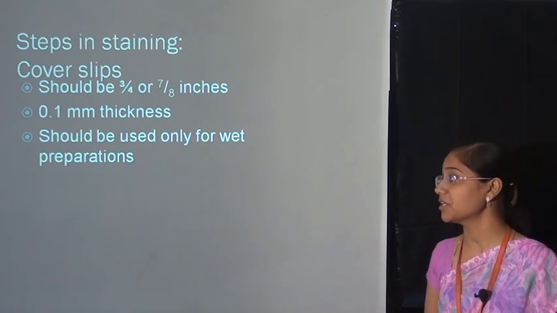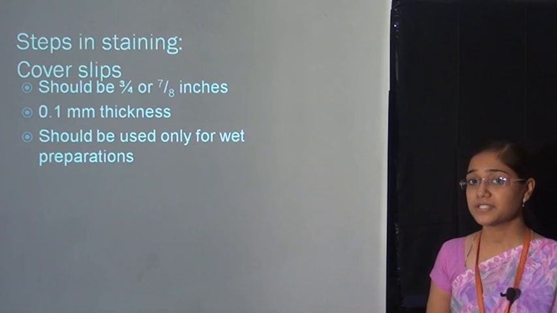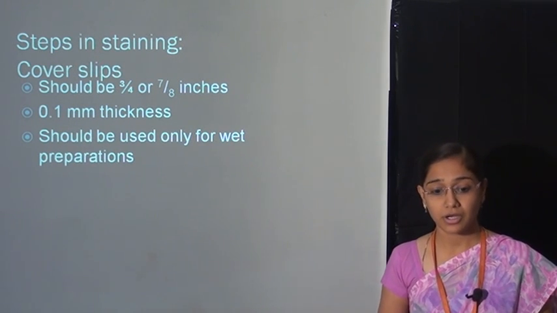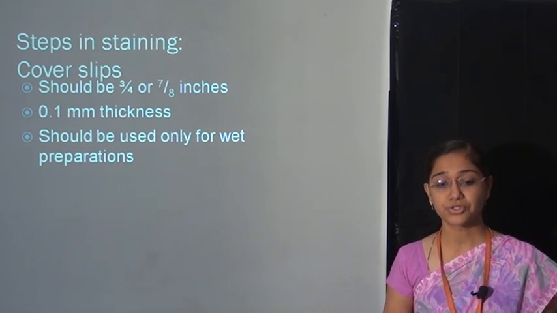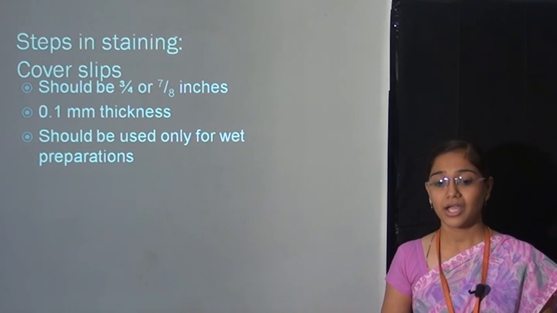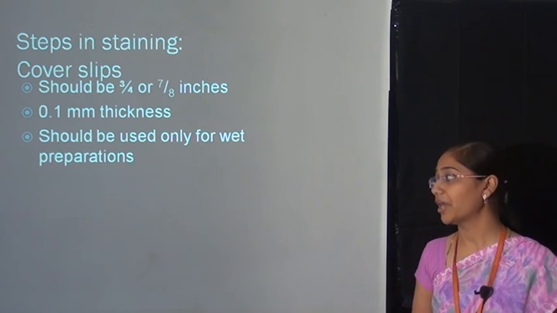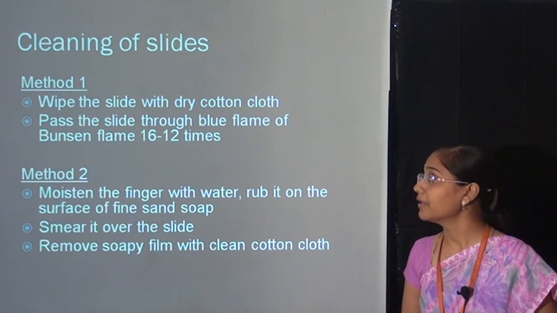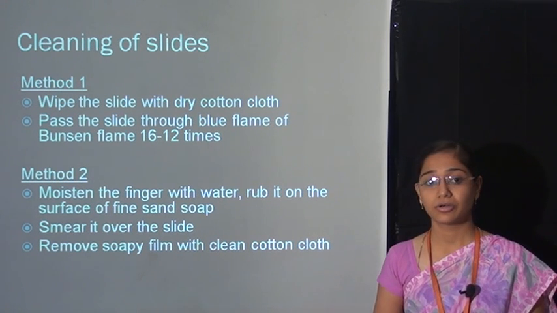Next, general steps in staining. The first one is the cover slip. Our cover slip should be 3/4 or 7/8 inch, 0.1 mm thickness, and should be used only for wet preparation. Then cleaning of the slide.